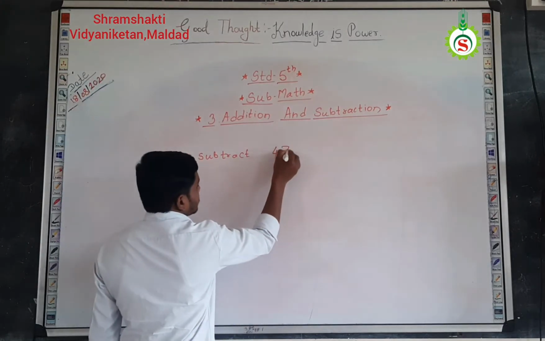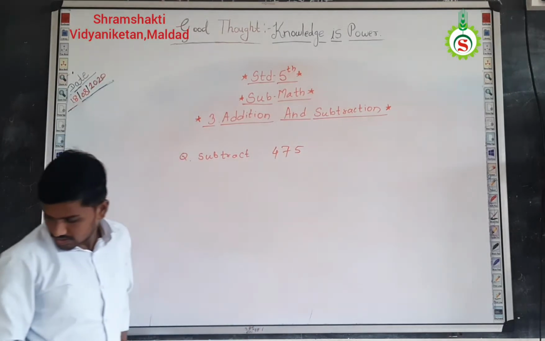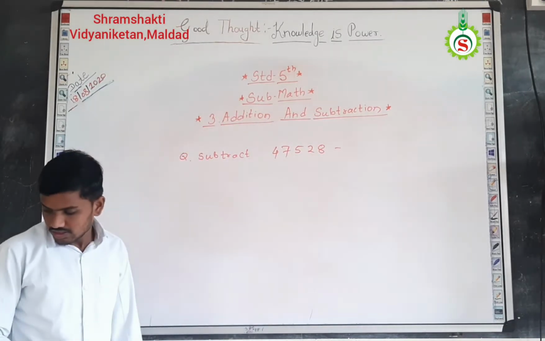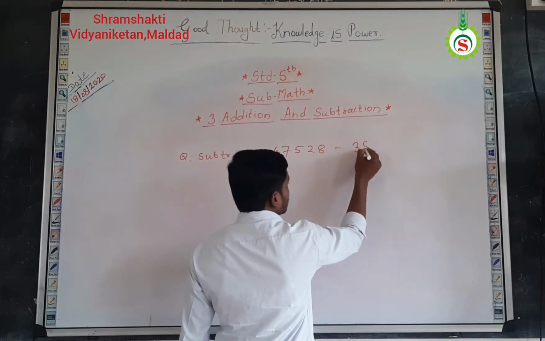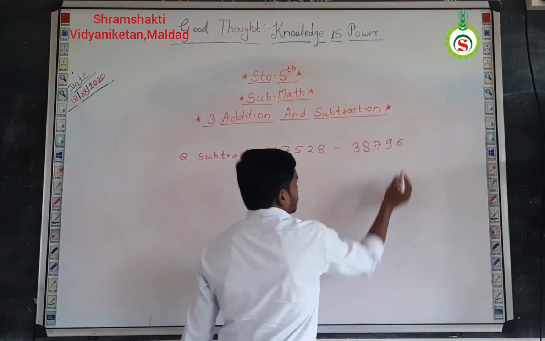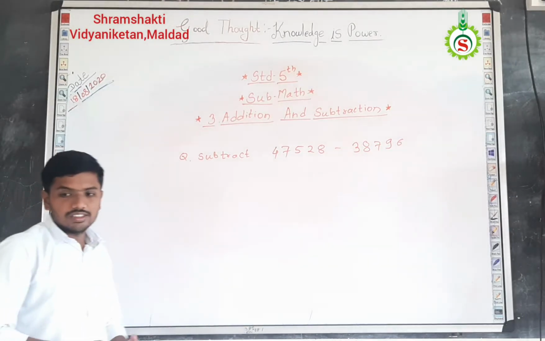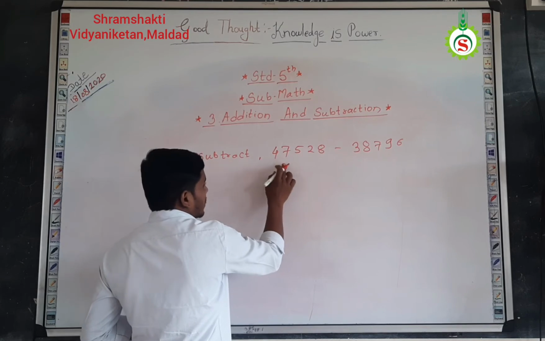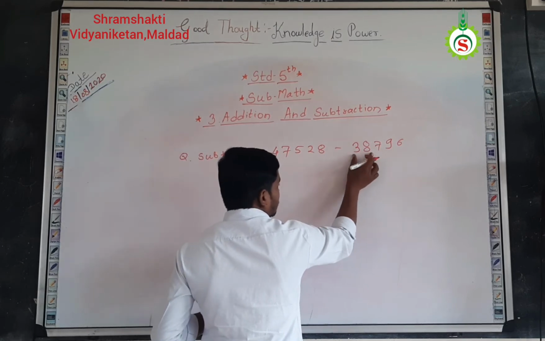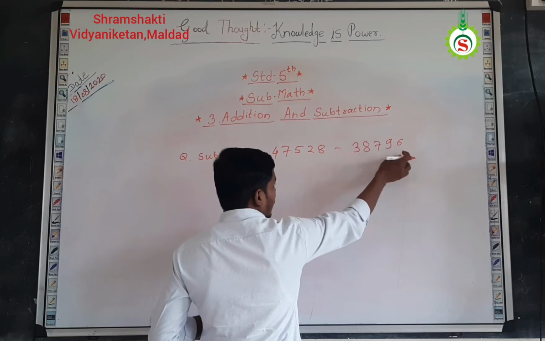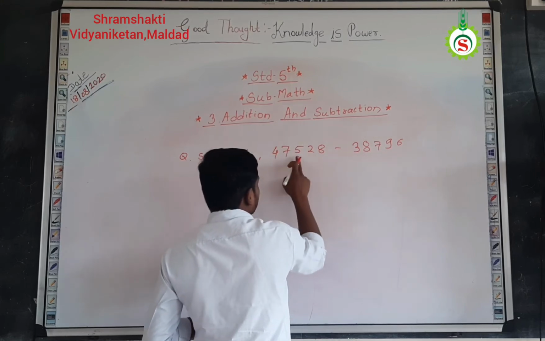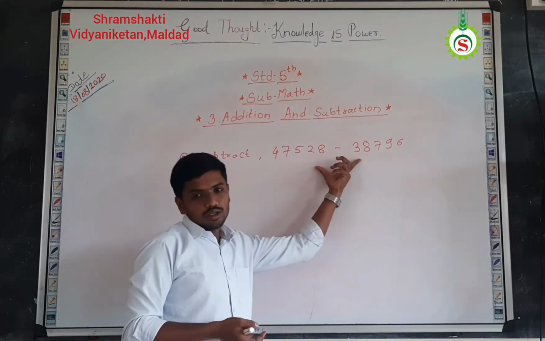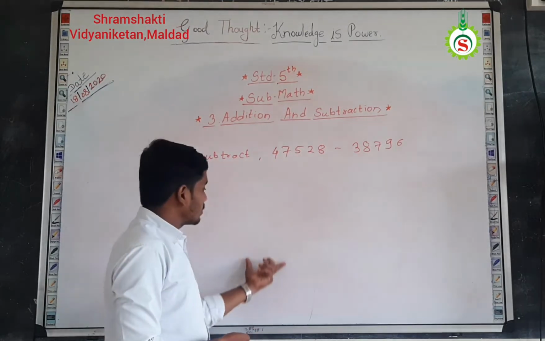Question: what is the question? Subtract 38,796 from 47,528. Okay, so that example is in horizontal manner. Now we have to do the subtraction.